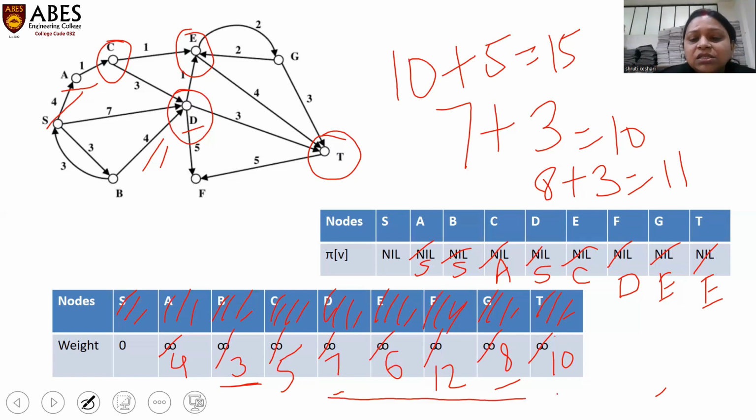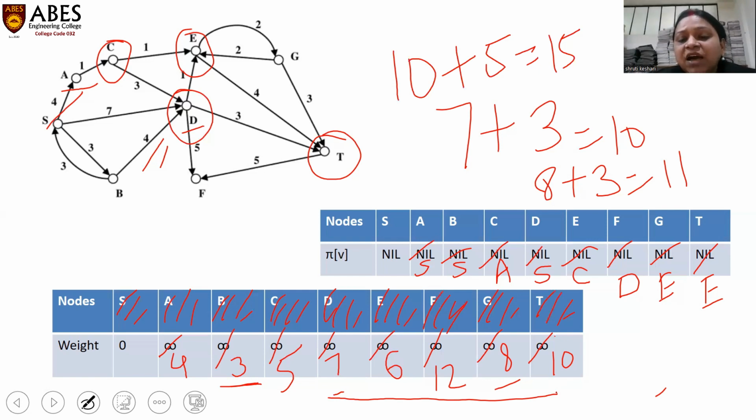This table is showing that from S to A, minimum cost is 4. From S to B, minimum cost is 3. S to C, 5, S to D, 7, S to E, 6, S to F, that is 12, S to G, that is 8, and S to T is 10. Then we have this question that we may have multiple values. From S to T, we have multiple paths, but what is the minimum cost?